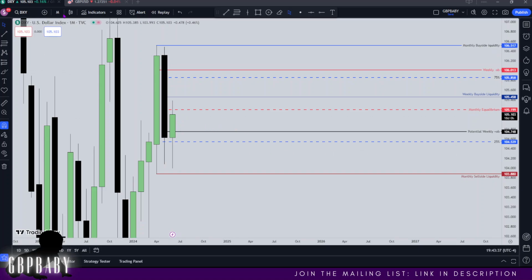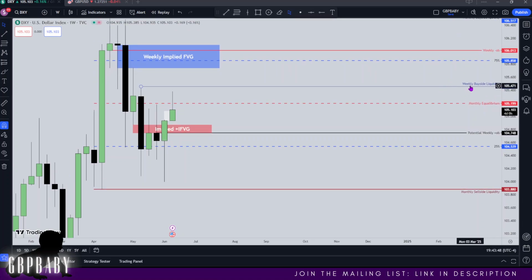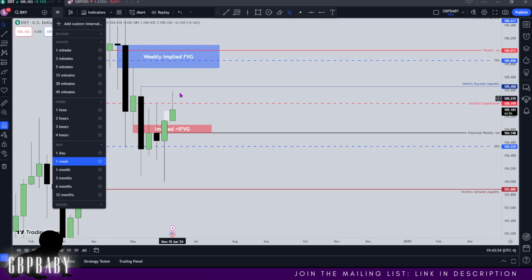But yeah, we're going to just drop down straight to the weekly, and you can see how we've already traded higher above that monthly equilibrium I was talking about, and then we failed to take out that weekly buy side liquidity. So if you remember yesterday's video stating that if we don't take out that buy side liquidity in the London session, that will likely have a reversal, and you can see that's how we delivered, and we started to trade back lower.